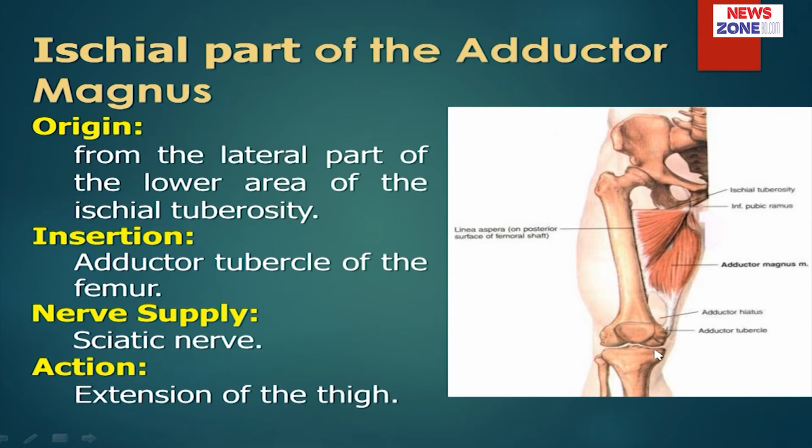Now, the ischial part of the adductor magnus. The origin is from the lateral part of the lower area of the ischial tuberosity, and the insertion is the adductor tubercle of the femur. The nerve supply is the sciatic nerve and the action is the extension of the thigh.